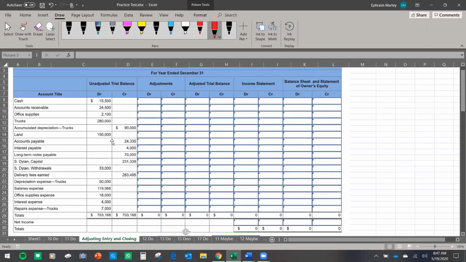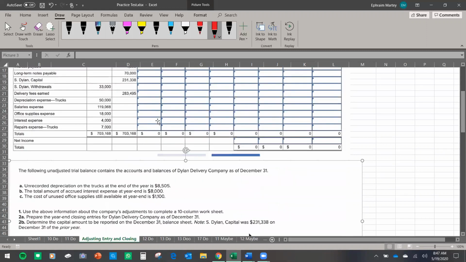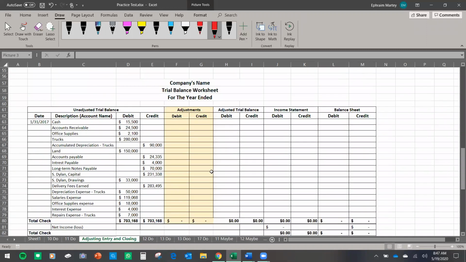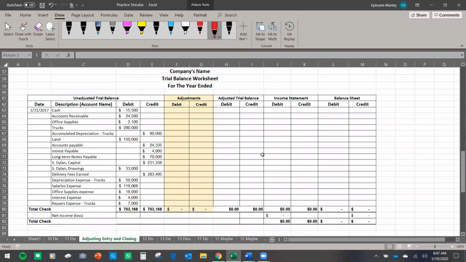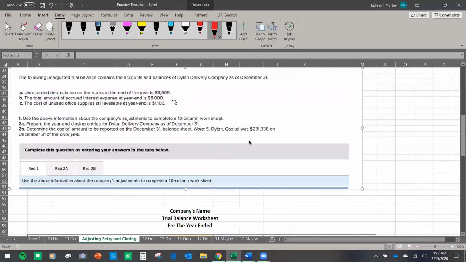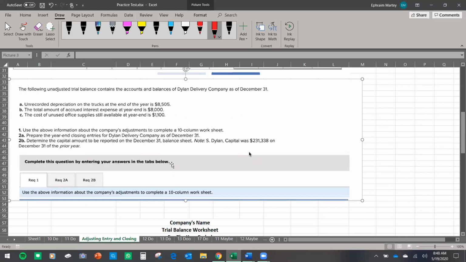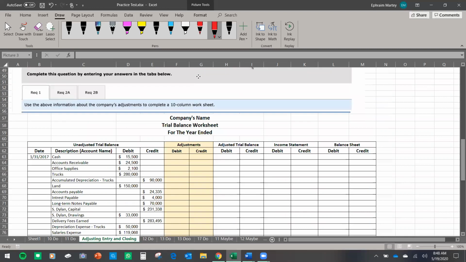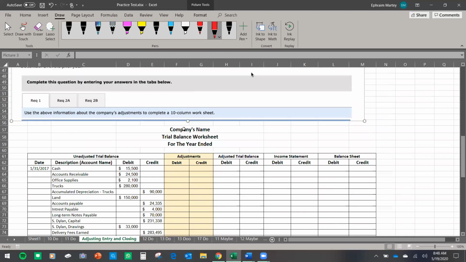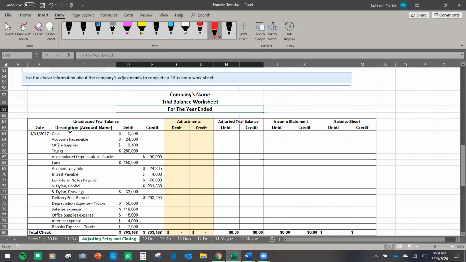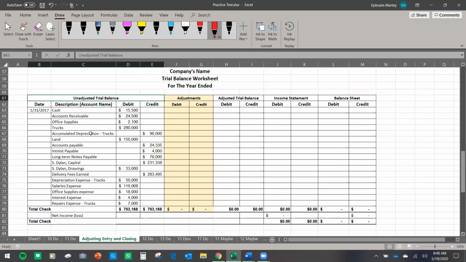With all these figures that we're going to do, I have made a template here. This is how you do your template. Those are the same numbers. With A, it says unrecorded depreciation on the track is 88. We're going to find out later, but I'm just showing you how you should do it. You should have the company's name, the name of the trial balance, and the year ended, because that's the end of the year. And then you have all your accounts. Everything here should be unadjusted, which means we need to make an adjustment.